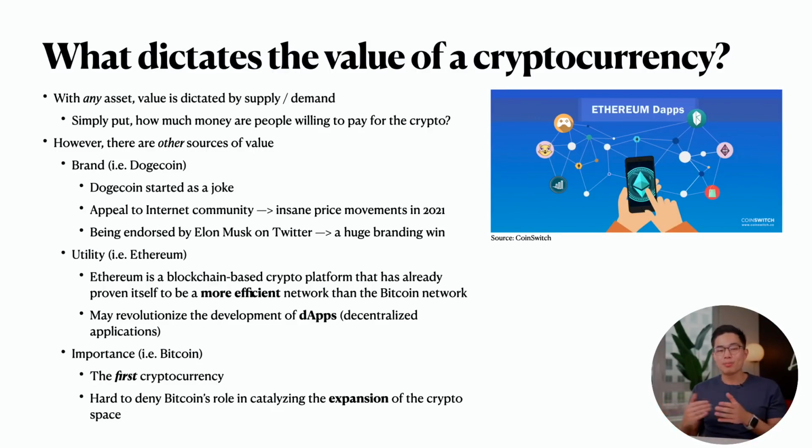And then another really important source of value is importance. So a great example of this is Bitcoin. Bitcoin's not the most efficient crypto out there, but it is the first cryptocurrency. And it had a really big role in catalyzing the expansion of the crypto space. That's why it's the original, the OG, and that's why it's the coin that most people think is just going to never die.